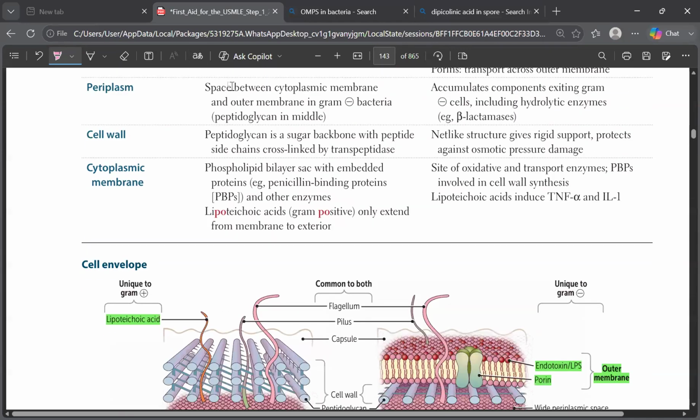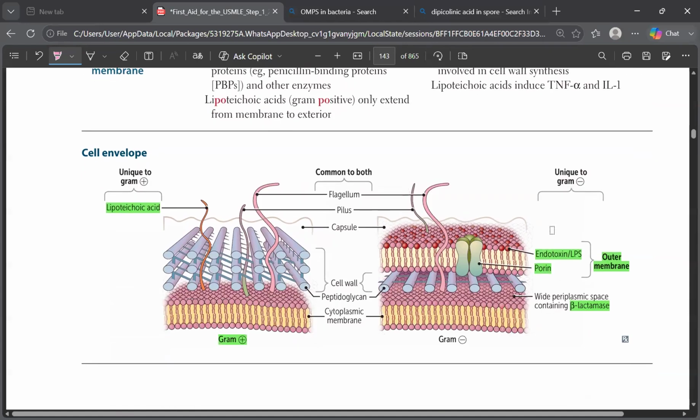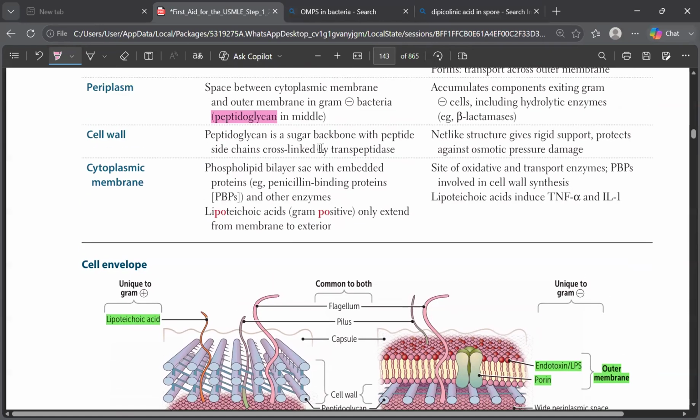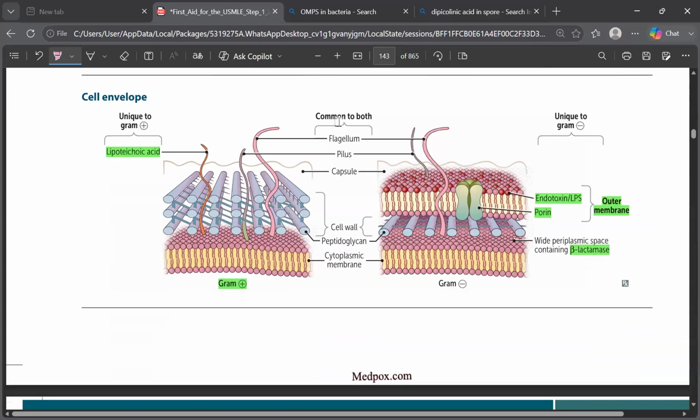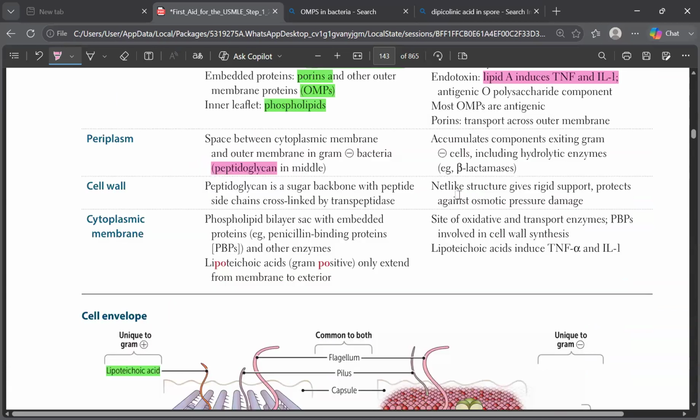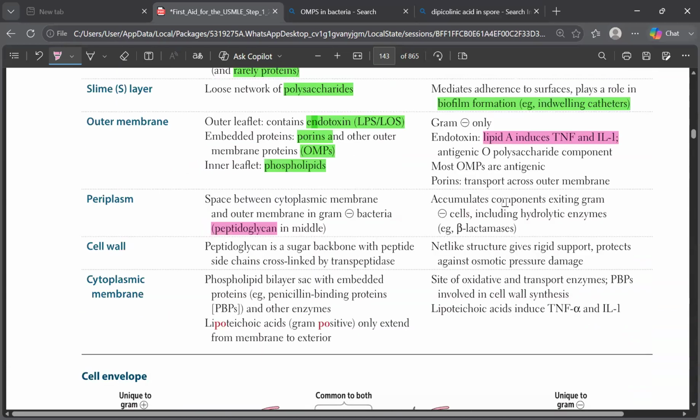Then there is the periplasm, which is a space between the cytoplasmic membrane and outer membrane in gram-negative bacteria, and there's peptidoglycan in the middle. This is the periplasmic space between the cytoplasmic membrane and the outer membrane, and the peptidoglycan layer is within the periplasmic space. It accumulates components exiting the gram-negative cells, including hydrolytic enzymes, for example beta-lactamases.